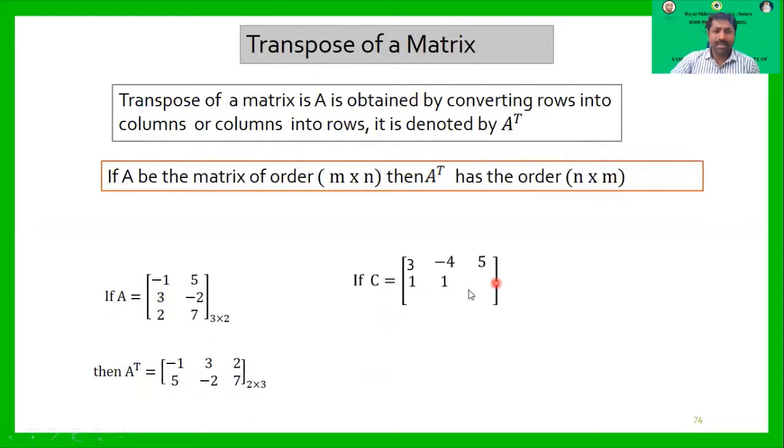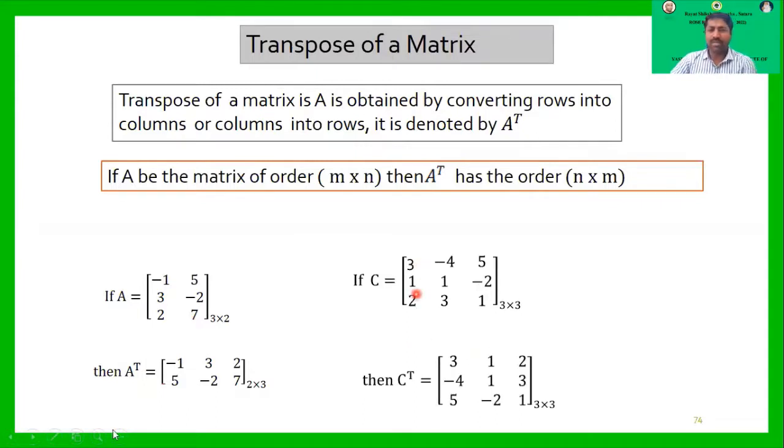If C is a matrix of order 3 by 3, then its transpose is: the first column 3 1 2 becomes the first row 3 1 2, -4 1 3 becomes the second row -4 1 3, and the third column 5 -2 1 becomes the third row 5 -2 1. So if the matrix is a square matrix, then its order will not change. Both the numbers are the same. So 3 by 3 is the same as 3 by 3. So C and C transpose have the same order.